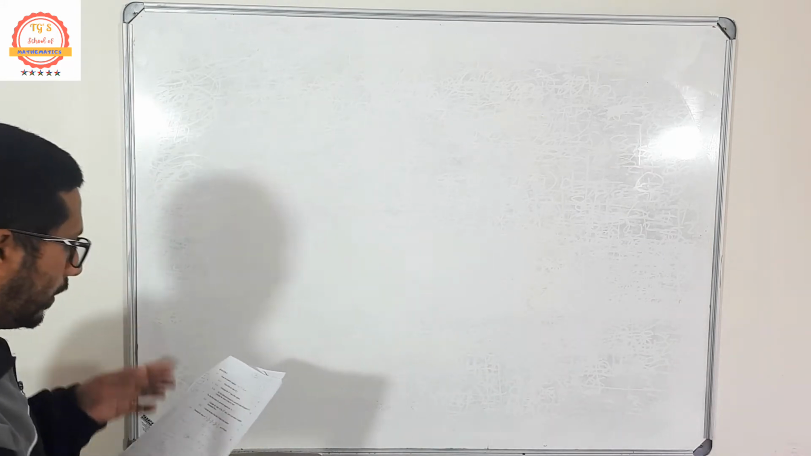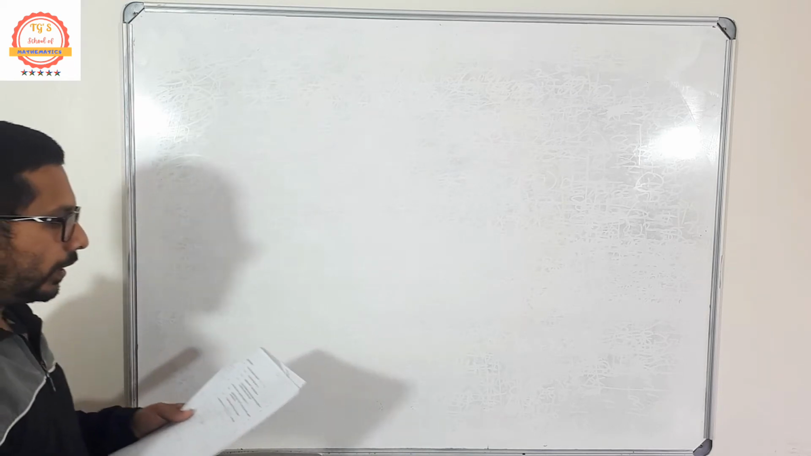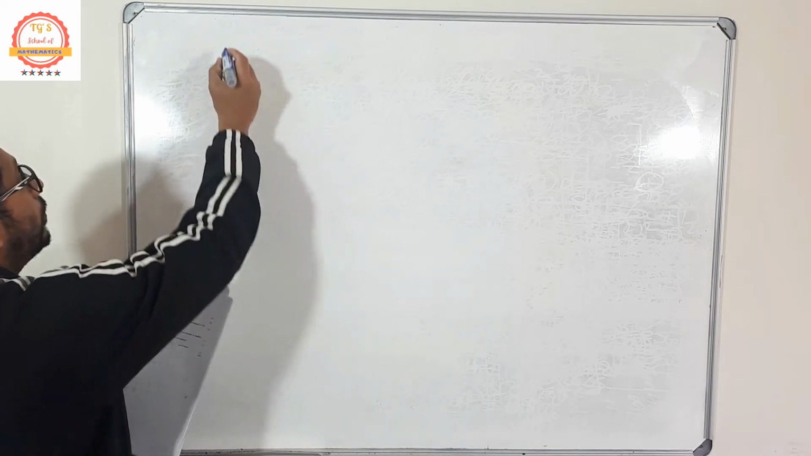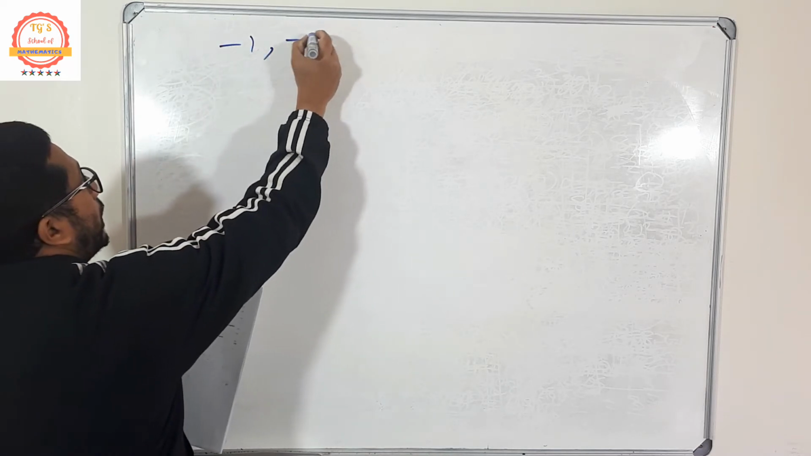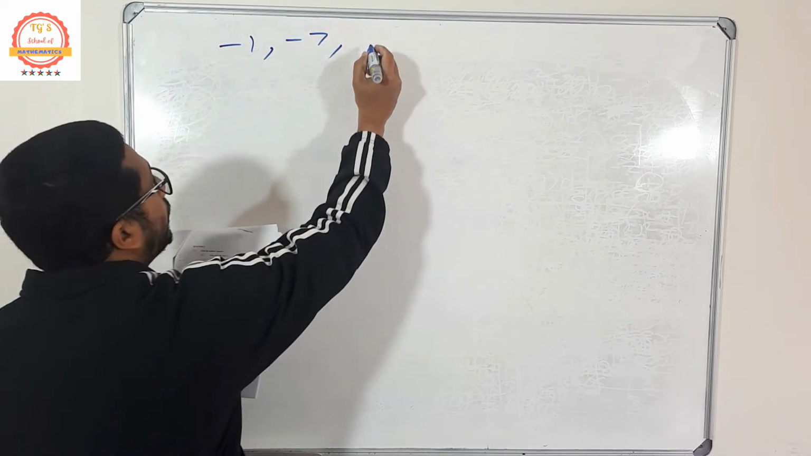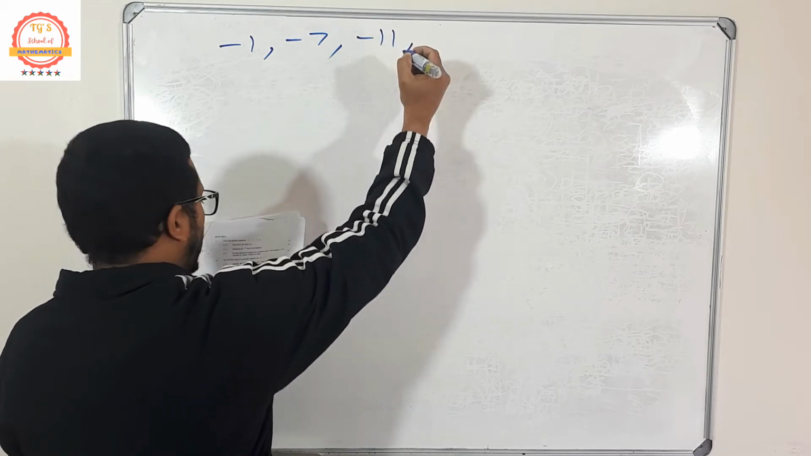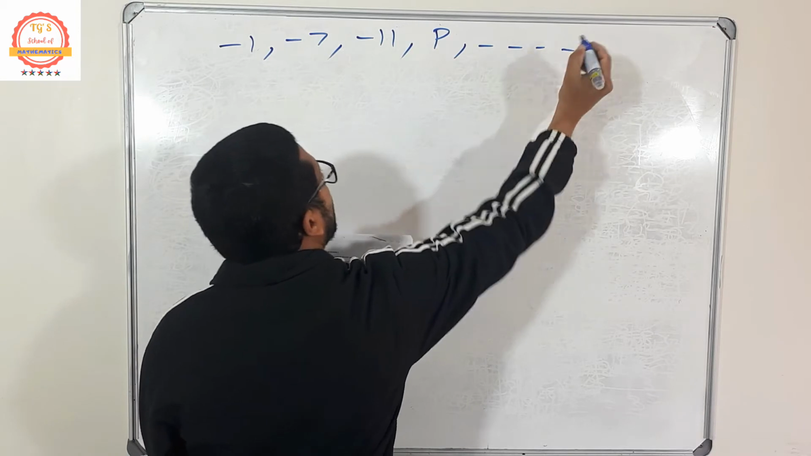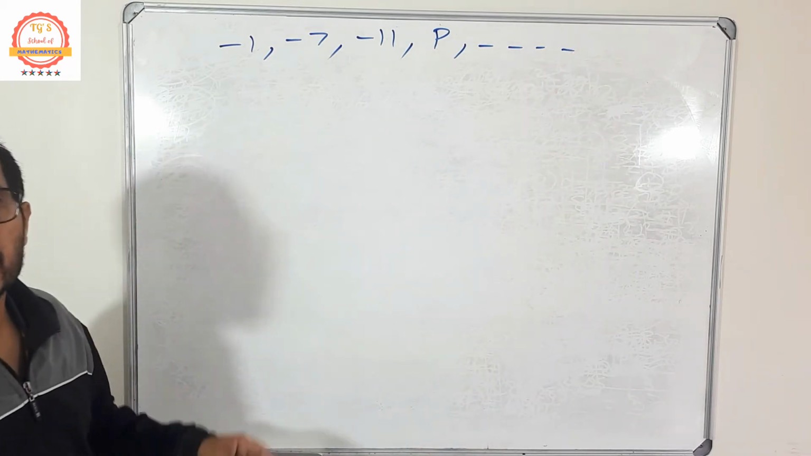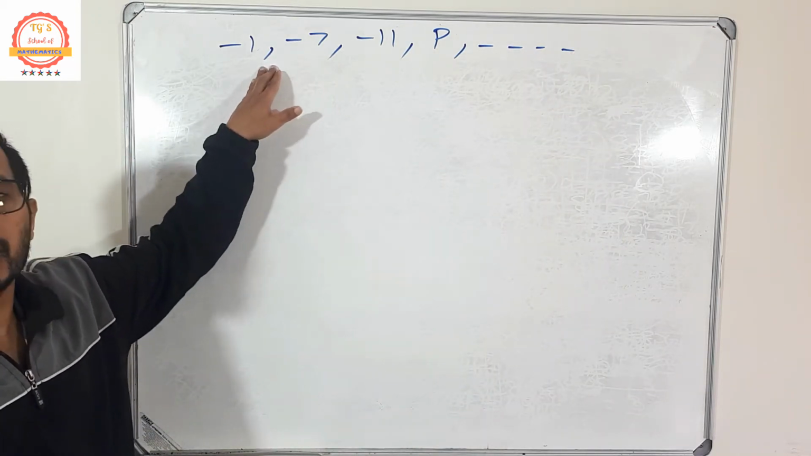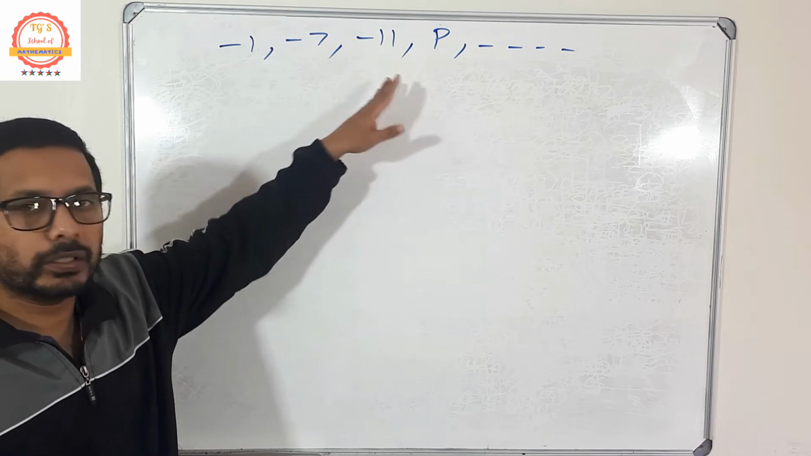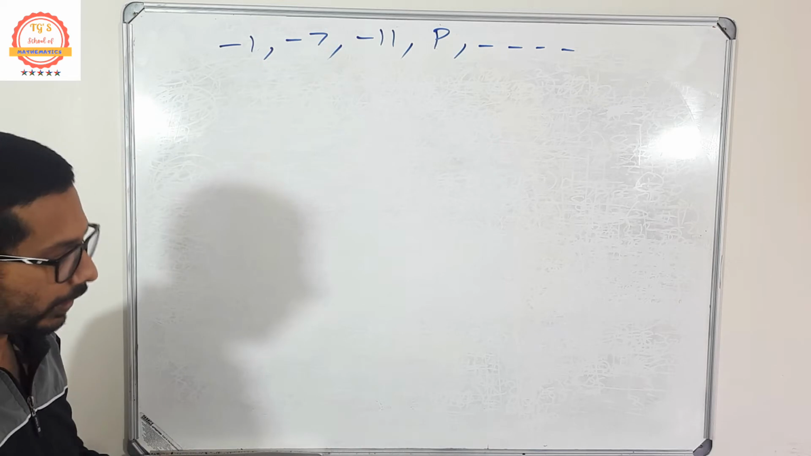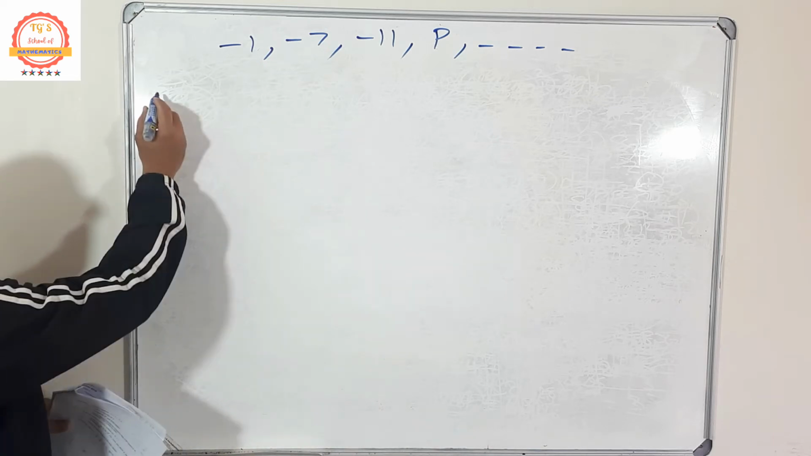Question number 3, 3.1. Given the quadratic sequence -1, -7, -11, p, etc. So it is given in the question that this one is a quadratic sequence. This is question number 3 from the same year, 2014.